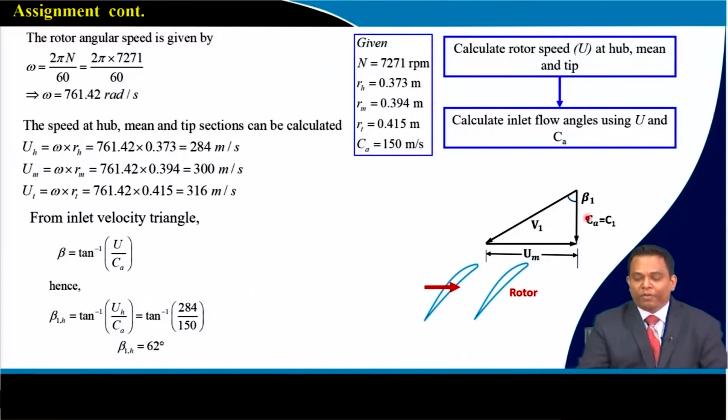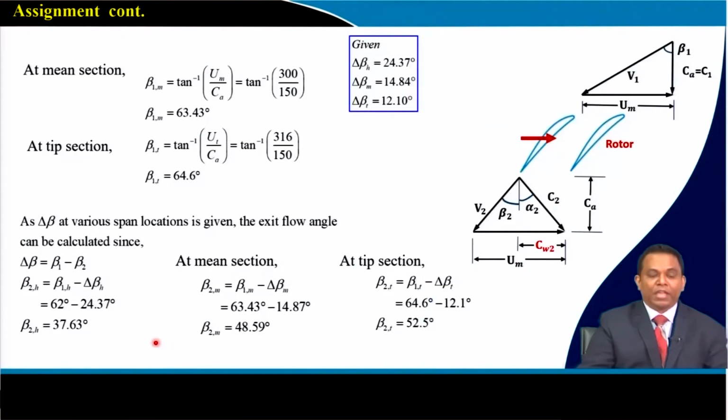Now based on our velocity triangle, we can calculate my angle beta 1. At the hub station you can calculate that as tan inverse of U_H by C_A. That gives me my beta 1 angle at the hub as 62 degree. In line with that, you can calculate your beta 1 angle at the mid section and that is coming 63.43 degree. At the tip station, you can calculate in the same way and that angle is coming 64.6 degree.